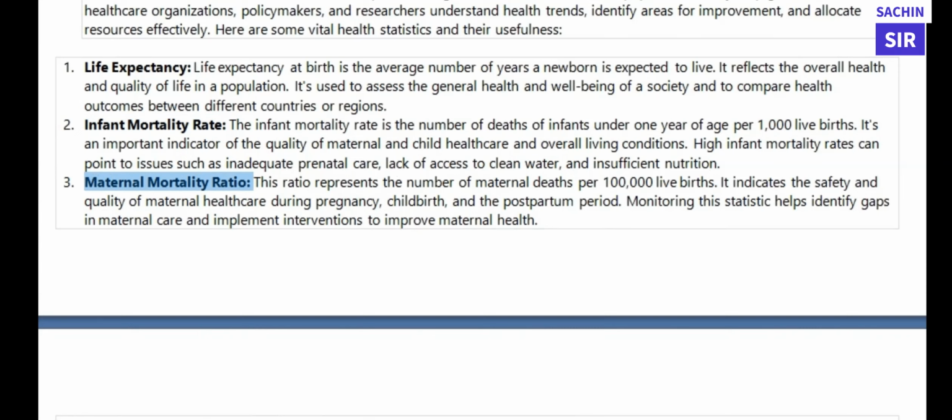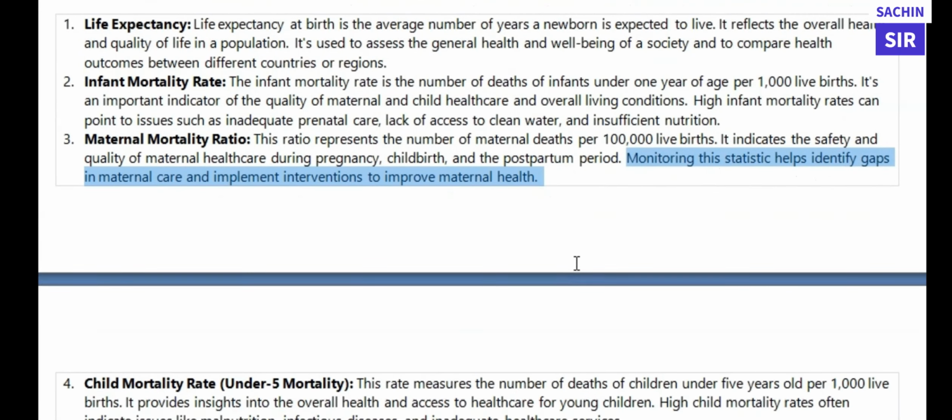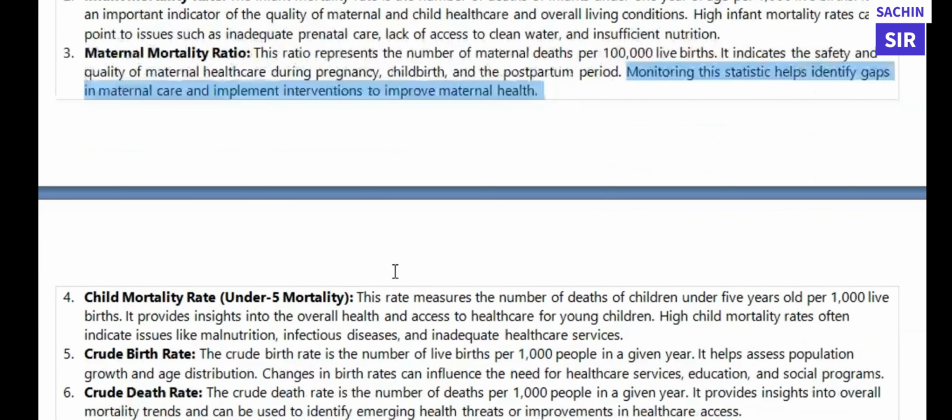Maternal mortality ratio. This ratio represents the number of maternal deaths per 100,000 live births. It indicates the safety and quality of maternal health care during pregnancy, childbirth, and the postpartum period. Monitoring this statistic helps identify gaps in maternal care and implement interventions to improve maternal health.